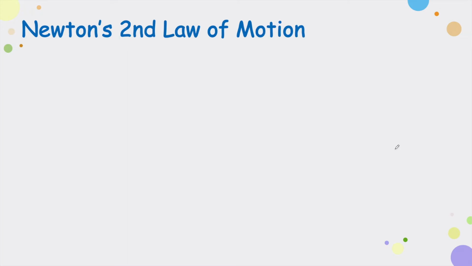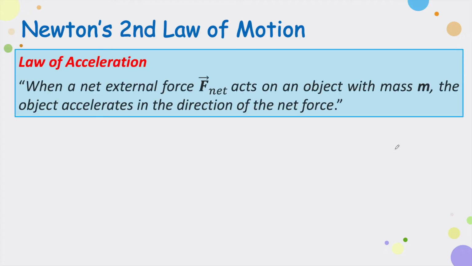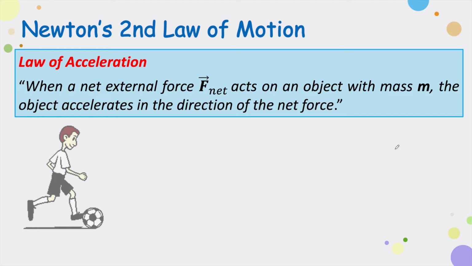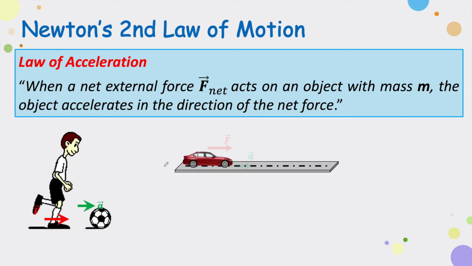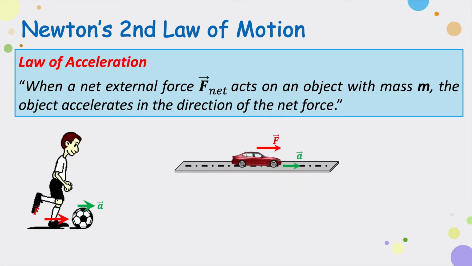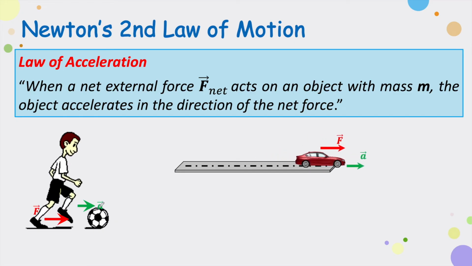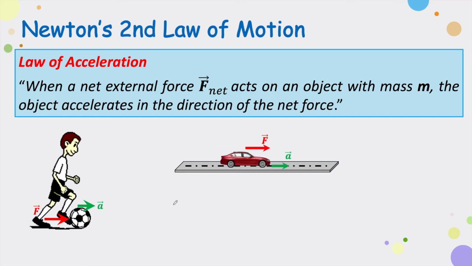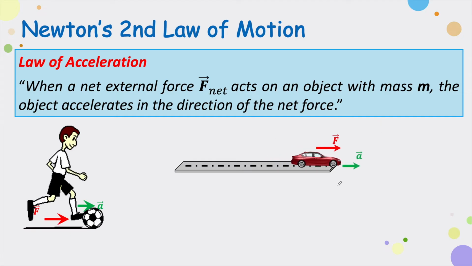The other one is what we call the law of acceleration. It simply means that if a net external force acts on an object with mass m, that object will accelerate in the direction of the net external force. This gives rise to the famous equation F is equal to ma. Basically, here's an object A, and a net external force acts on it, so it accelerates in this direction. Even the car itself.